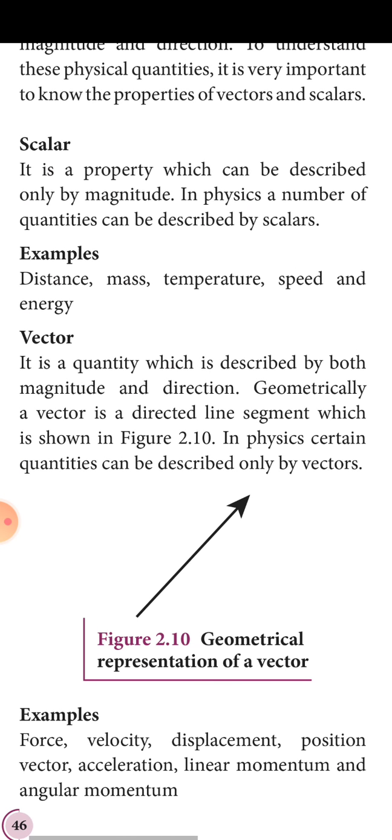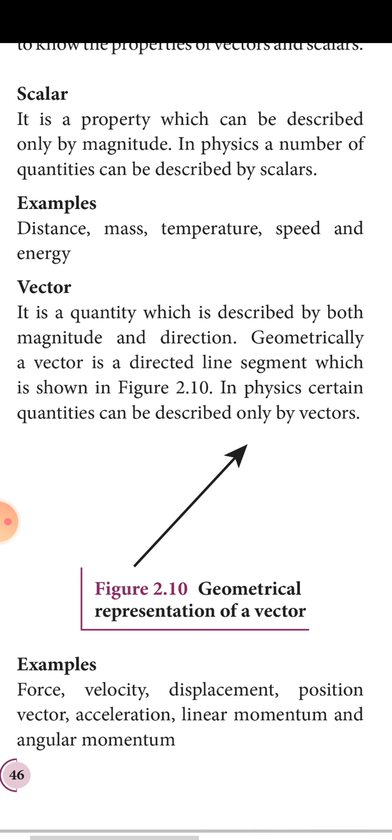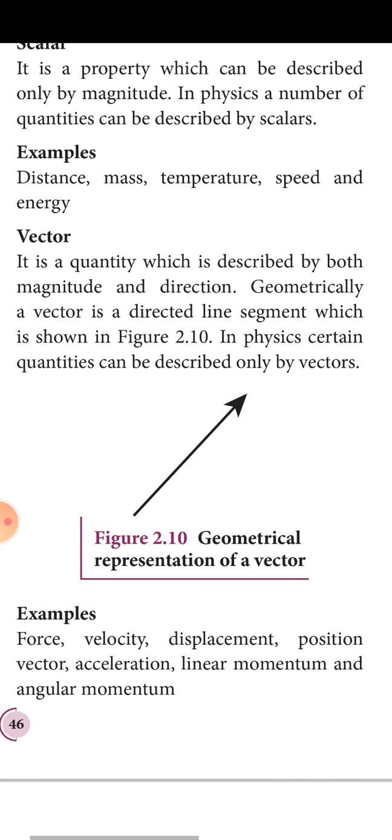First of all, we are going to look at scalar quantity. A scalar quantity is a property which can be described by magnitude only. In physics, a number of quantities can be described by scalars. Scalar means they contain only magnitude, which means a numerical value. For example, distance, mass, temperature, speed and energy.